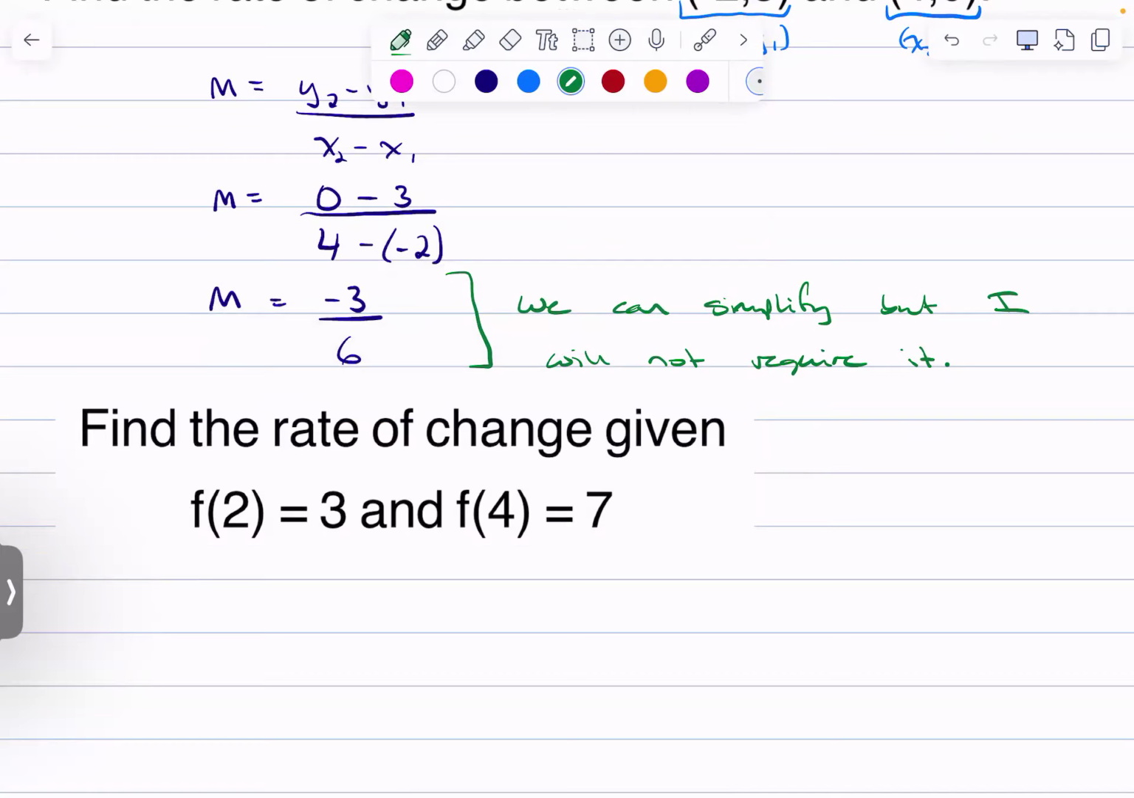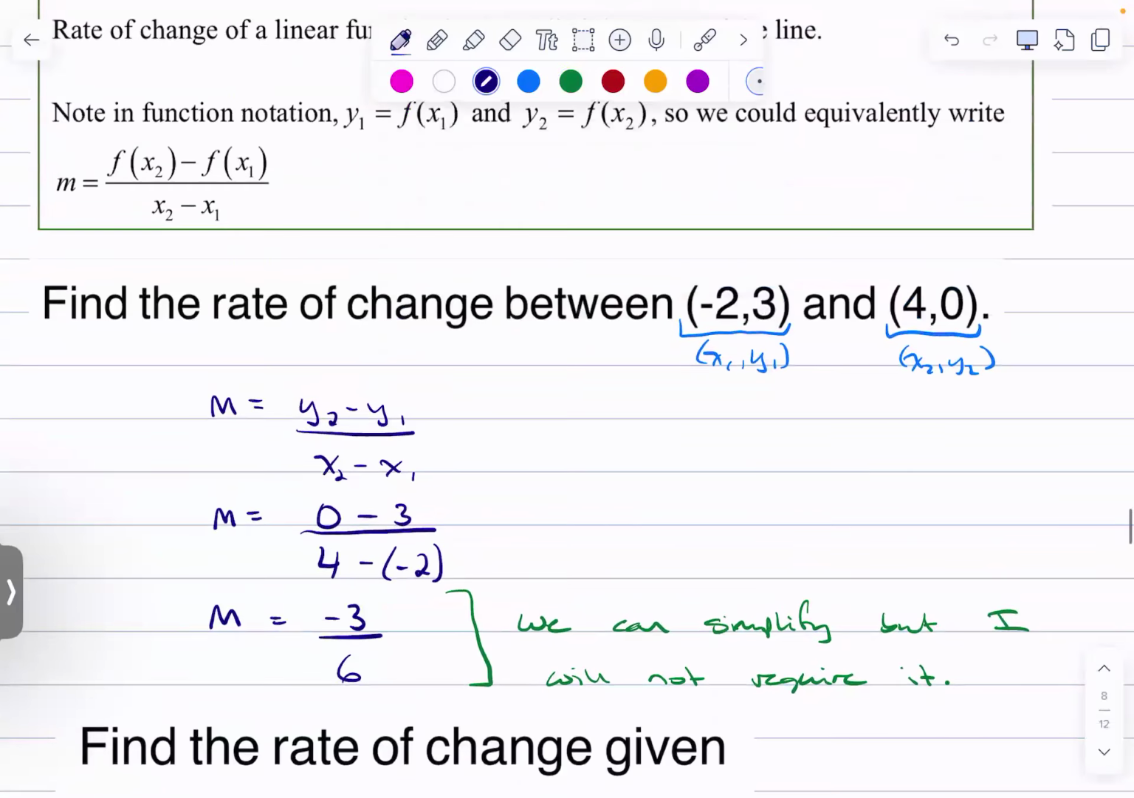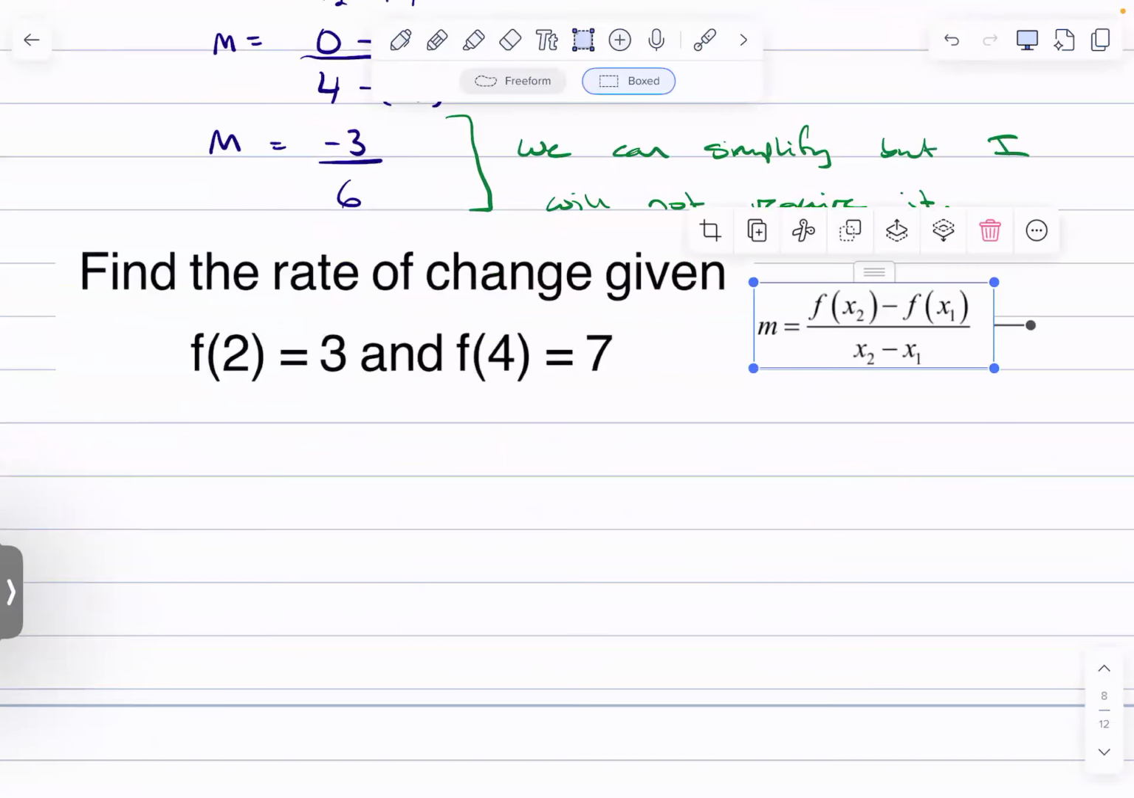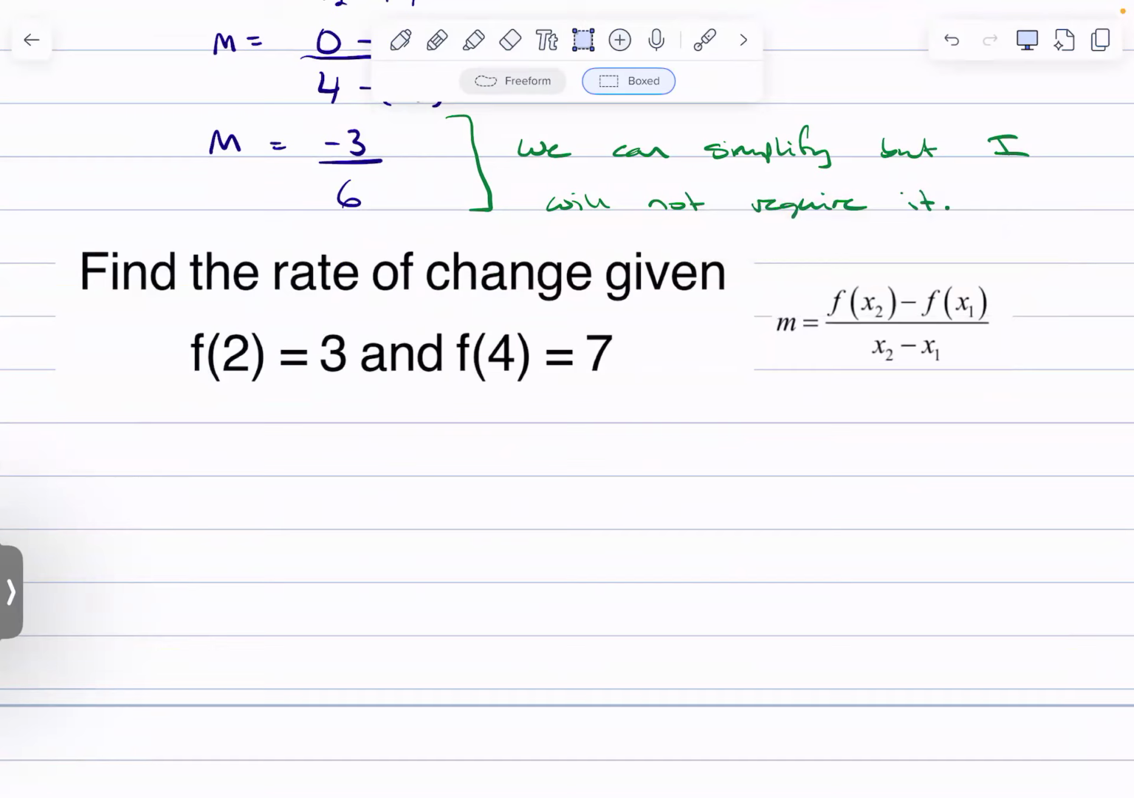What if we're given f of 2 is 3 and f of 4 is 7? So now I have my function notation, but I still remember I can find my slope, and I'll copy this, bring it down here. As long as I use one of these functions as my first and the other one as my second, it doesn't matter. If this is my first function, x1 is 2, y1 is 3.